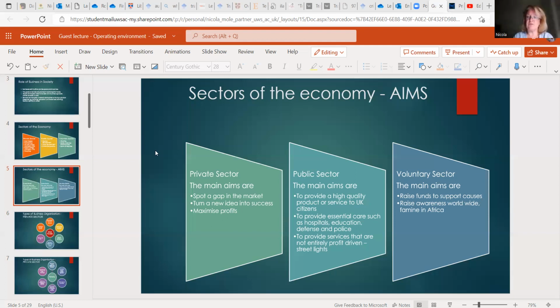The main aims of the voluntary sector are to raise funds to support causes, for example, cancer care in the community, and to raise awareness for worldwide issues like famine.